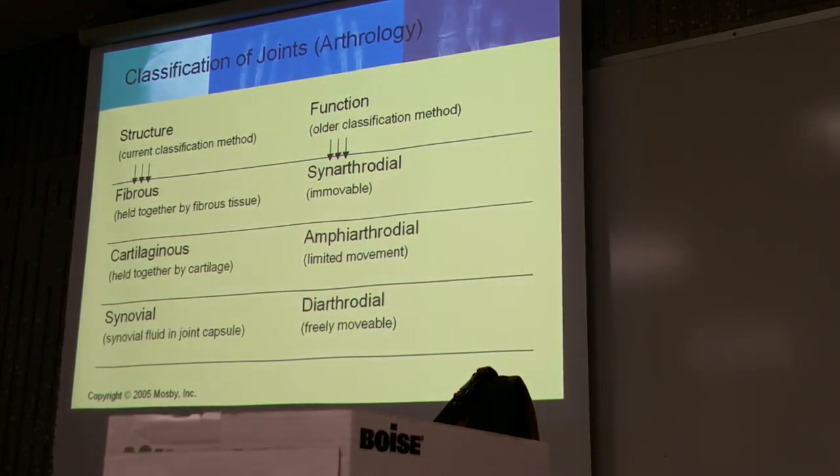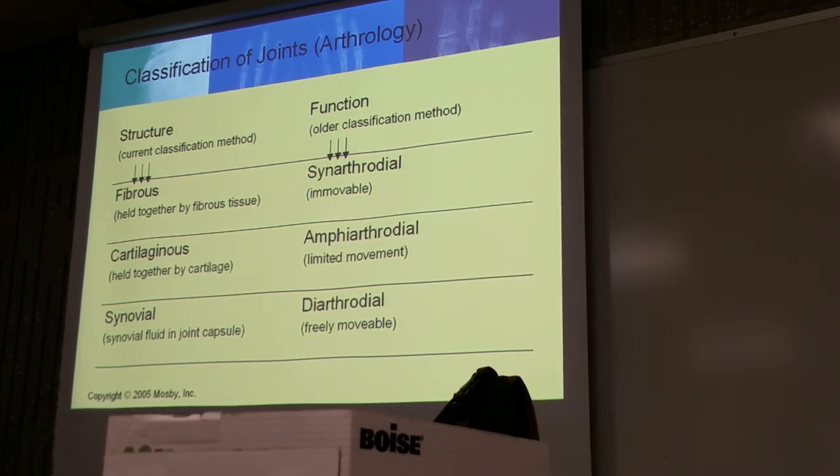Okay, classification of joints. Arthrology. I'm just going to introduce this now. I'm not going to spend too much time on it, but we'll spend some time on it later on. The classification of joints is the articulation of bones. That's what we mean about joints. Joint movement is broken down by different categories. We used to do it by way of function. What was the function of that particular joint?